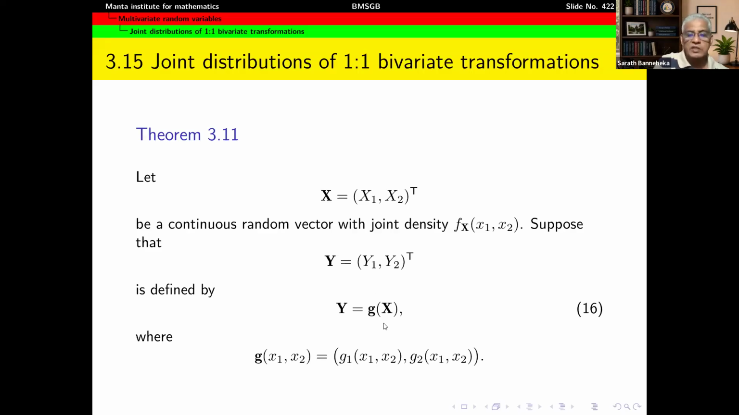So this thing contains two components, right? So one component is some function of x1, x2. That function is denoted by g1. Another function of x1, x2. That function is denoted by g2. Right? So that's what we mean by y equal to g of x. So let's consider that. And suppose this, from x to y, gives us a one-to-one transformation.